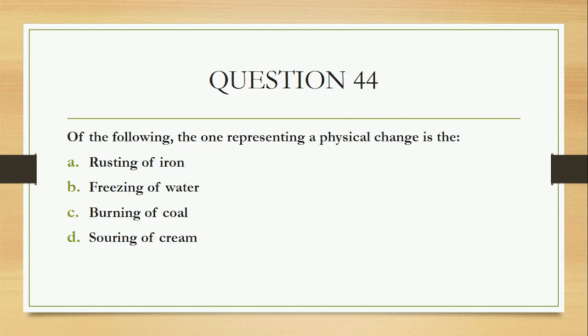The next question is, of the following, the one representing a physical change is the, option A, rusting of iron, option B, freezing of water, option C, burning of coal, or option D, souring of cream. And the correct option is option B, freezing of water.